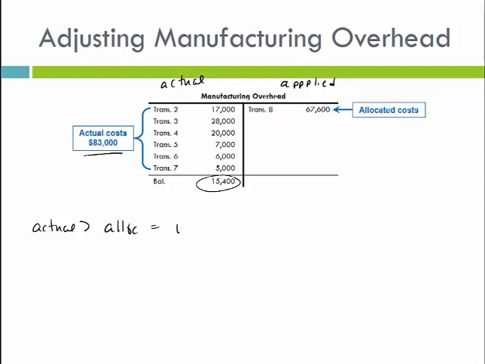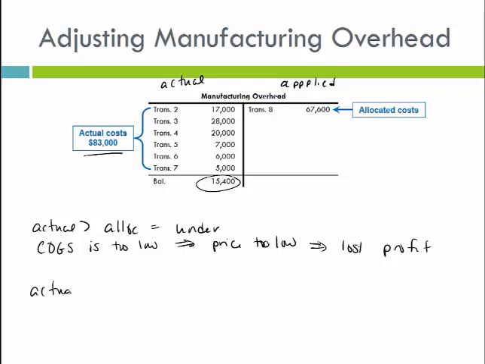So that means I am under applied. So that meant the amount that went into work in process and then into finished goods and then into cost of goods sold, that number is too low because I didn't allocate enough to that job, which means the price that I charged is probably too low. It's not covering my costs, or it's not getting me the profit that I wanted, and so that's going to lead to lost profits.